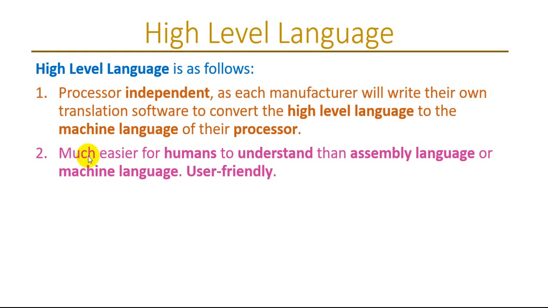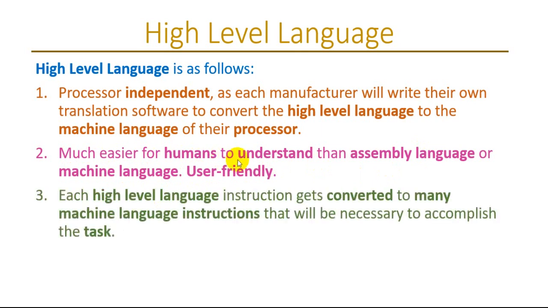And high level languages are much easier for humans to understand than assembly language or machine language, and therefore they are generally called user friendly. Compared to machine language and assembly language, high level languages are very user friendly. Third, each high level language instruction gets converted to many machine language instructions. Remember that. That is very important, because a high level language instruction is not the processor's language.